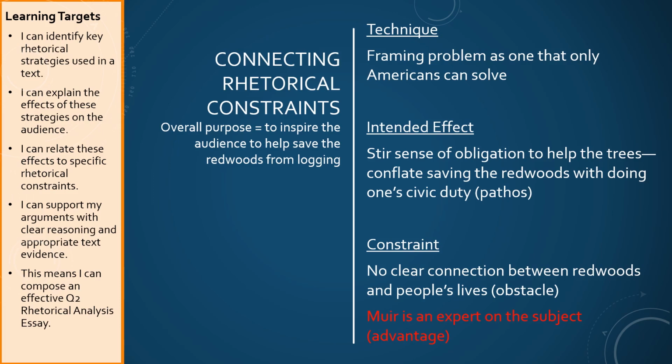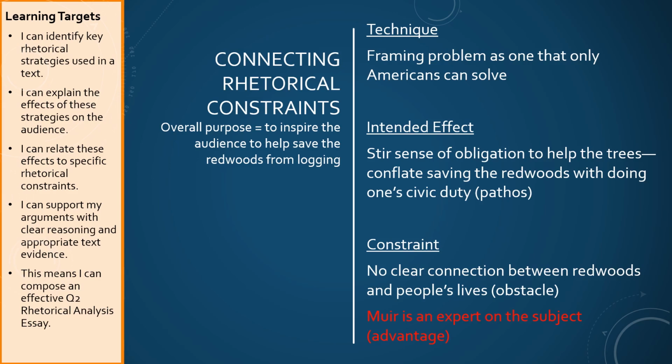The fact that Muir is an expert on the subject is helping him in some ways. It's helping build his ethos. But if the strategy I'm talking about is this pathos strategy here, then this particular constraint doesn't belong. Yes, it is an advantage that exists in the rhetorical situation, but I wouldn't want to throw it in the same paragraph as my discussion of this particular appeal to civic duty, because it just doesn't fit.